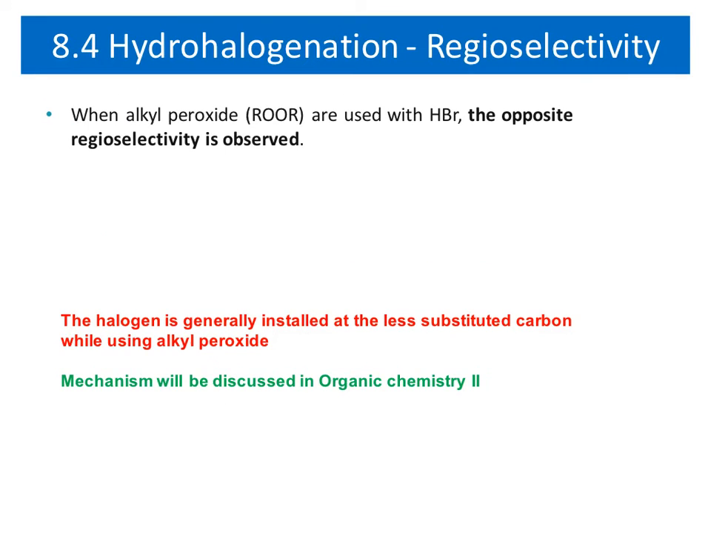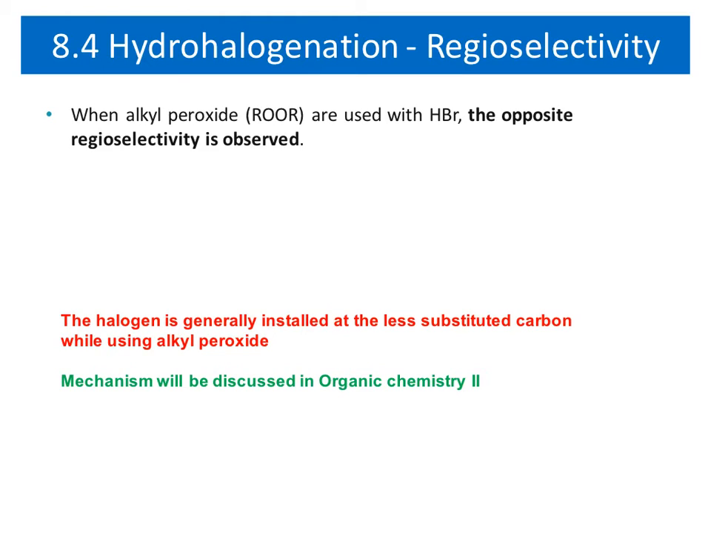Now, there is a way that we can add halogen to the least substituted position, and we call that the anti-Markovnikov process. So scientists found that if they use alkyl peroxide, ROOR, where that R group is an alkyl, with HBr, the addition of HBr is going to be anti-Markovnikov, meaning that bromine will be added to the less substituted position and hydrogen will be added to the more substituted position. You don't need to know the mechanism here. It's a radical mechanism and you are going to learn about that in organic chemistry too.